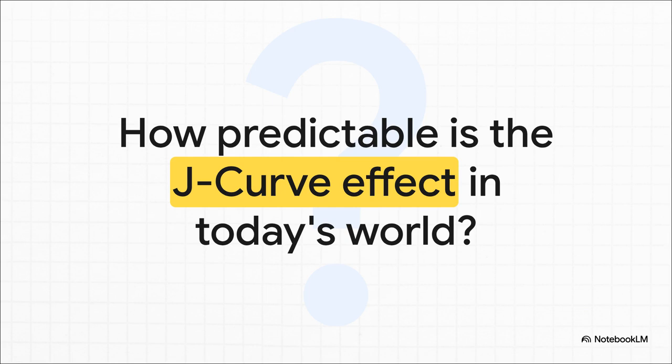So that leaves us with one last big question to chew on. In the world we live in today, with these incredibly complex global supply chains and trade that happens at the click of a button, how predictable is the J-curve really? I mean, do those time lags and reactions still happen in the same way? It's a huge question for economists right now, and definitely something to think about.